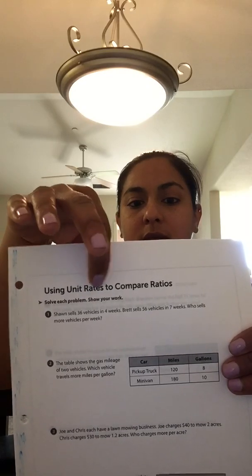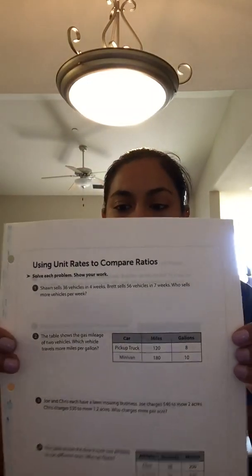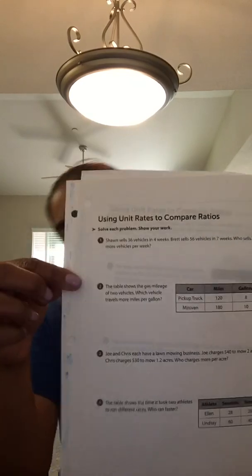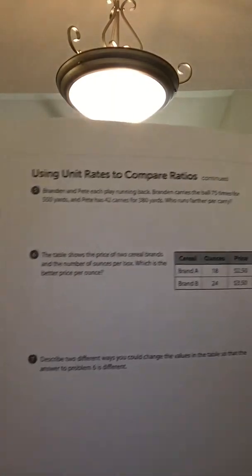Using unit rates to compare ratios. Continuing with unit rates and ratios. This is what page 9 looks like. This is what page 10 looks like.